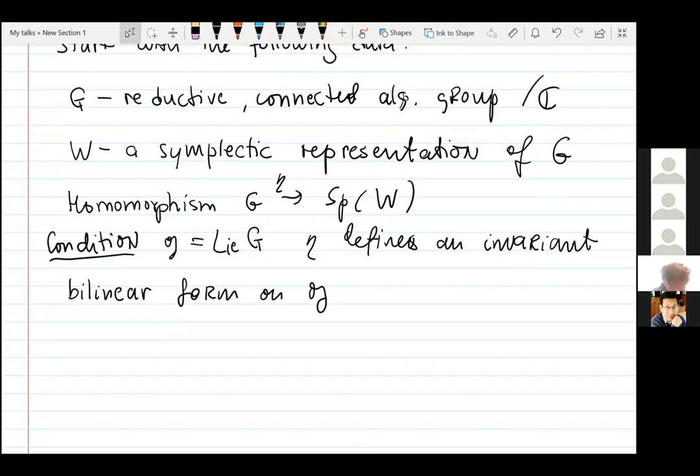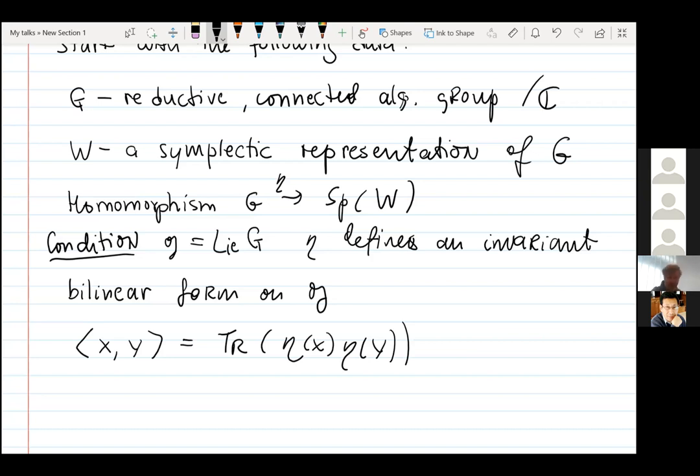This is just a pullback of a standard bilinear form from the group GL_N. If you want to pair x and y in the Lie algebra, I'll denote also by eta the differential of eta. So this is just the trace of eta(x) times eta(y). Again, the fact that W is symplectic plays no role. Now, this bilinear form is in a certain sense integral.